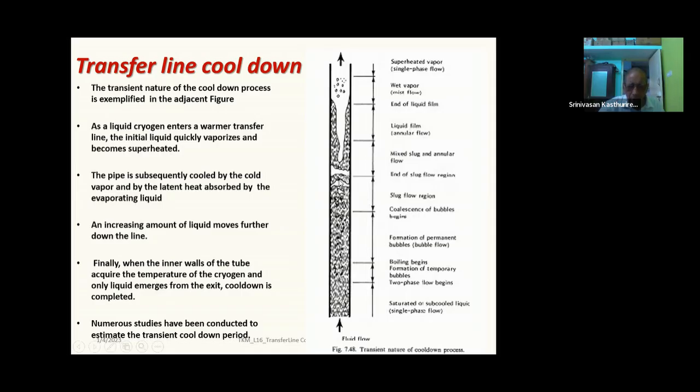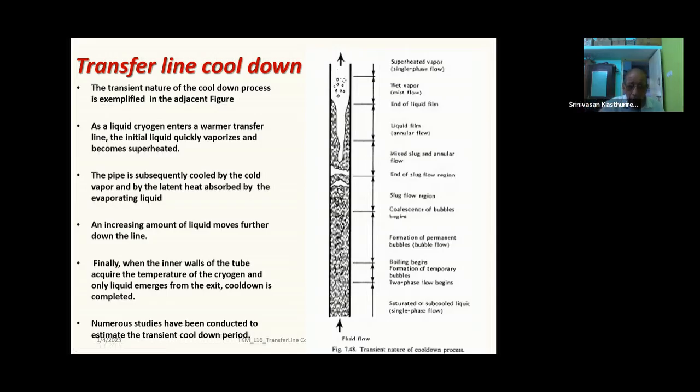Then again, you get the end of the slug flow. Then you have a plug flow. Then naturally you end up in what is called the annular flow. That means most of the liquid will now be at the periphery and the center core is more or less vapor. And then when it moves further outwards, you have what is called the mist flow. That means the liquid is now in the form of small droplets, and it is equivalent to having a wet vapor. And then at the topmost zone, you have a superheated vapor.